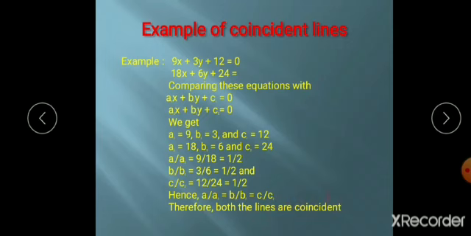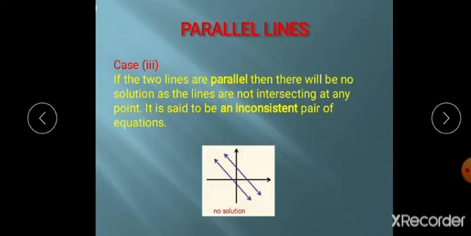Okay. Now the third case is, if they may not intersect. What is the meaning of may not intersect? They are called parallel lines, not intersecting. Does it have a solution? No. If it has no solution, it is called inconsistent. If it has a solution, it is called consistent. If it is not having a solution, it is called inconsistent. So parallel lines never have solutions because they never intersect. There is no solution for the pair of linear equations.